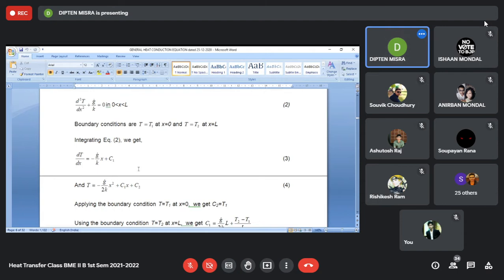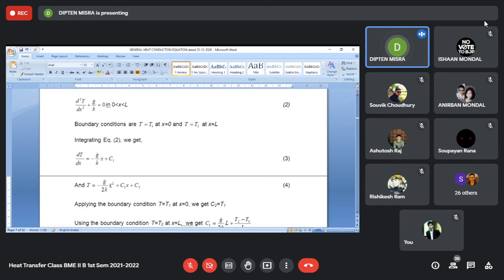Because then the problem becomes unique and distinct from any other general problem. So what we can do is apply this boundary condition T equal to T1 at x equal to 0. So when we put T equal to T1, x equal to 0, then C2 becomes equal to T1. So it becomes T equal to minus g dot by 2k x square plus C1x plus C2, because C2 becomes equal to T1. And then if we bring everything on the other side, we can find out C1 will be equal to (T at x equal to L minus T1) by L plus g dot by 2k.